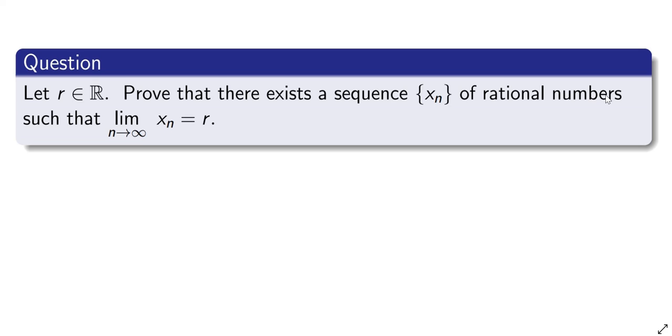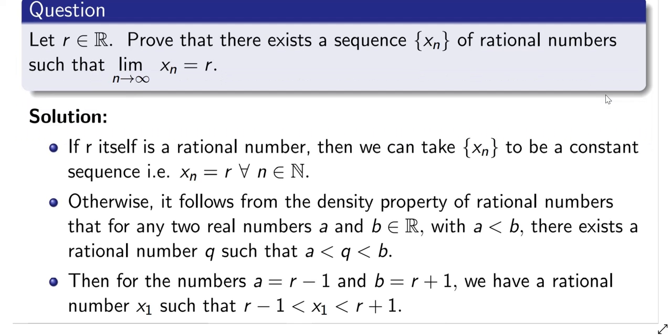What does it mean? Let's first understand the question. In this question we have to find a sequence of rational numbers. A sequence of rational numbers means the terms x1, x2, x3 and so on must belong to the rational numbers. So we have to find a sequence xn which converges to the real number r, and note that here r is an arbitrary number. So let's begin the solution.